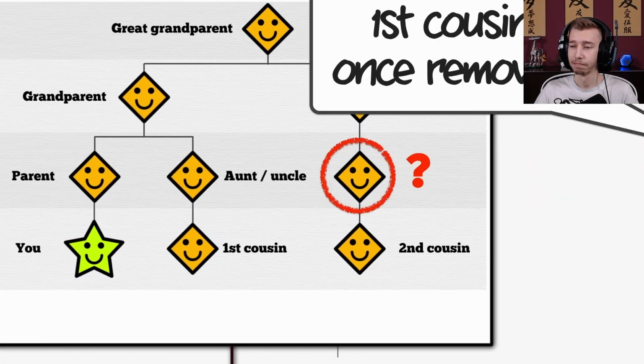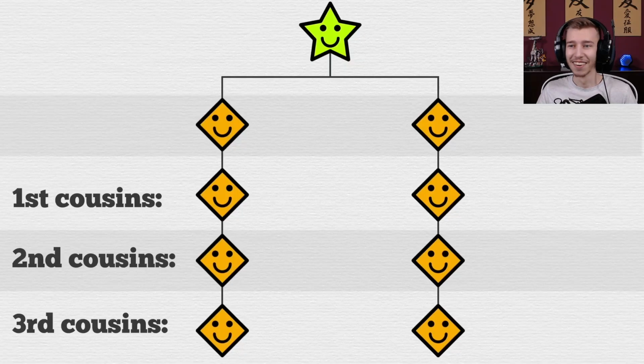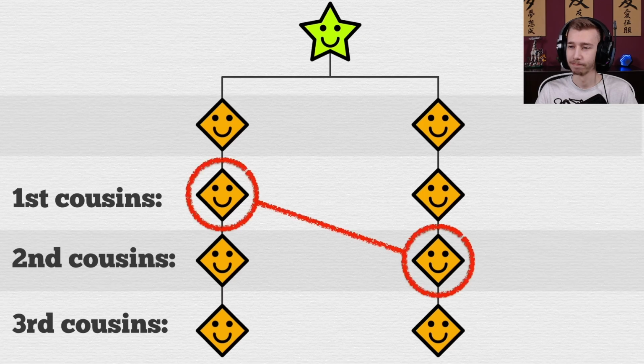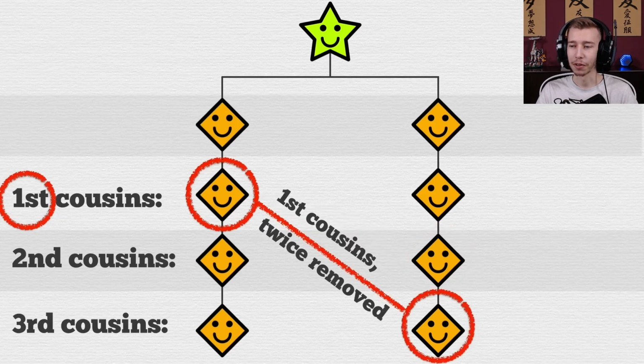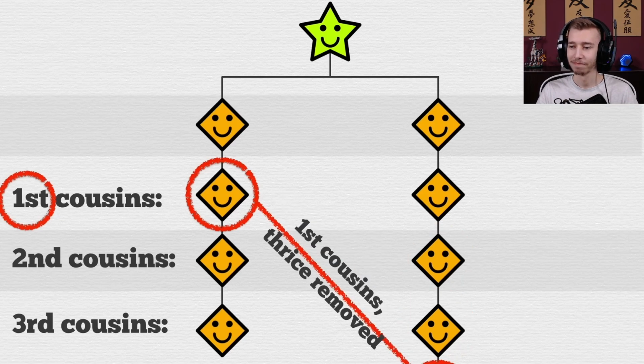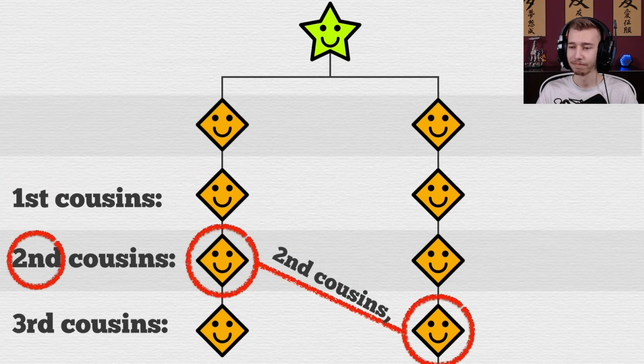Oh right, the once removed thing. You may have noticed these cousins are all on the same level. Removed just describes how many generations apart people are. For example, what's the family connection between these two? Start by taking the smaller cousin number, first cousins, and count the levels apart. Once removed. These are all first cousins twice removed, thrice removed. And these are second cousins once removed.